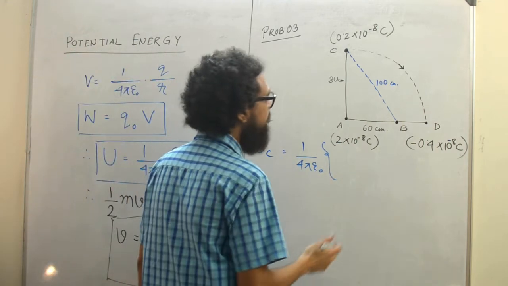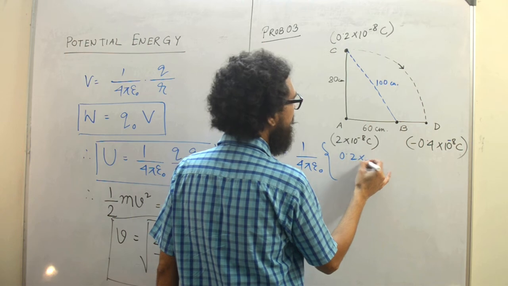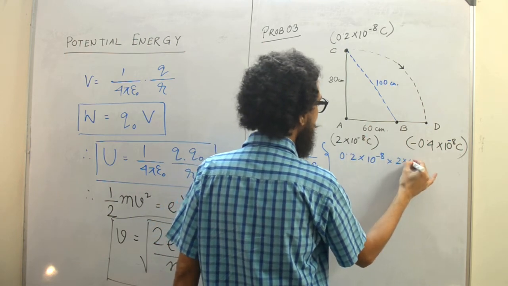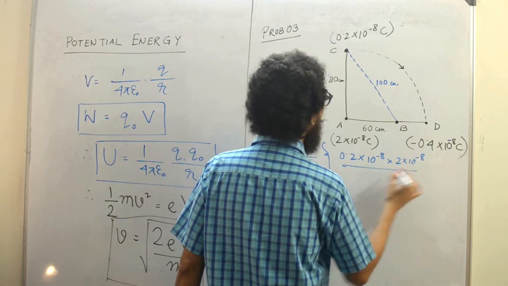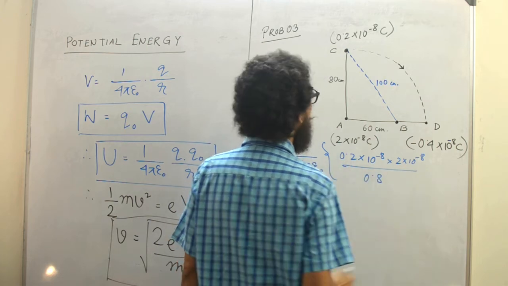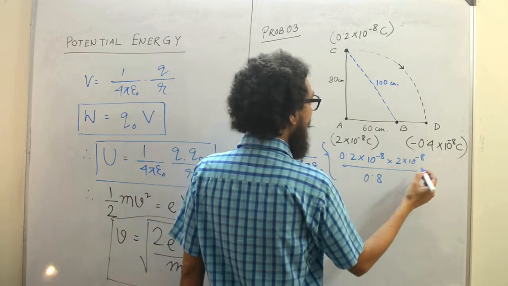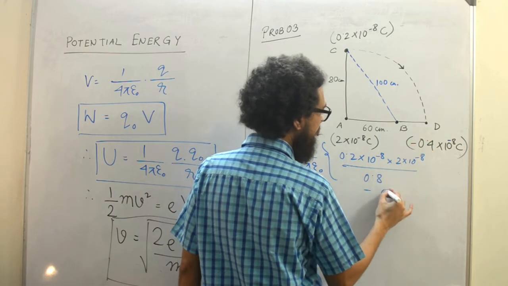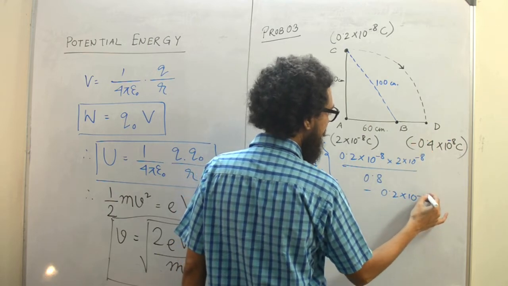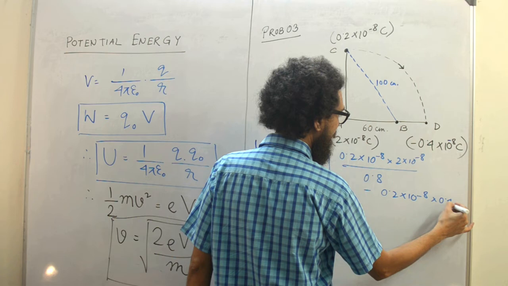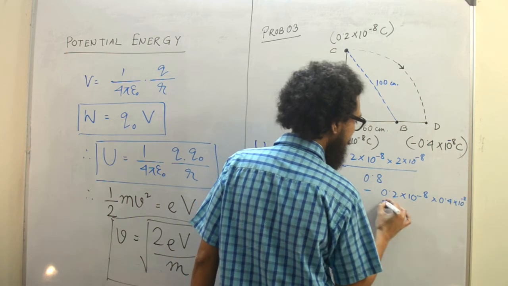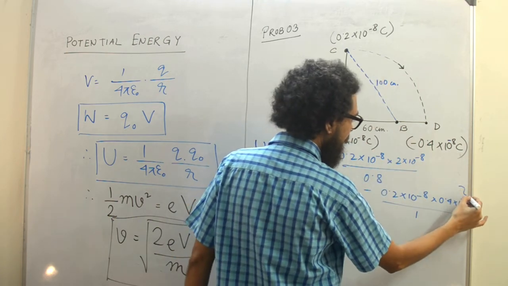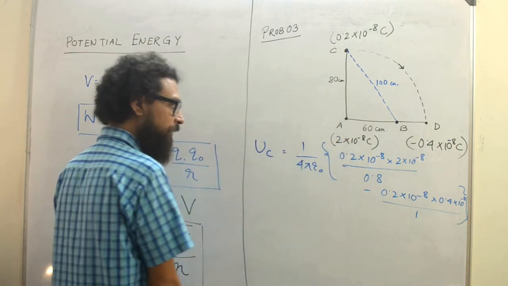So Q1, Q2: 0.2 into 10 to the power minus 8 into, say, A, that is 2 into 10 to the power minus 8, and the distance is 0.8 meter, which is 80 centimeter. And then we have a negative, because this is a negative. So minus 0.2 into 10 to the power minus 8 into 0.4 into 10 to the power minus 8, divided by this distance, which is 1. So fine, we have calculated this.